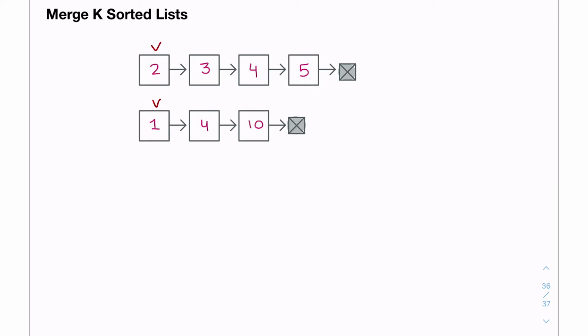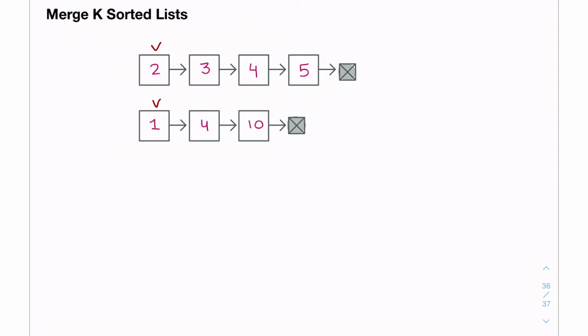What do I mean by the smaller element? I just mean the one with the smaller value, right? So we start off with the first elements here. We have the pointers ready and we start comparing them. Now we have 2 and we have 1. Which of these is the smaller value? It's pretty obvious, we have 1 as the smaller value.